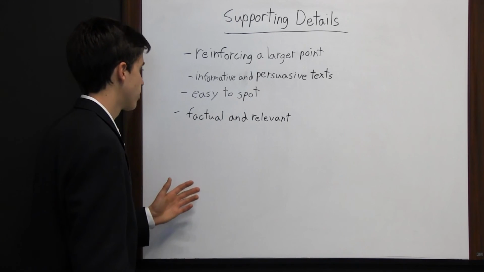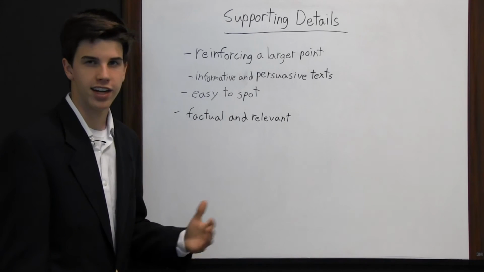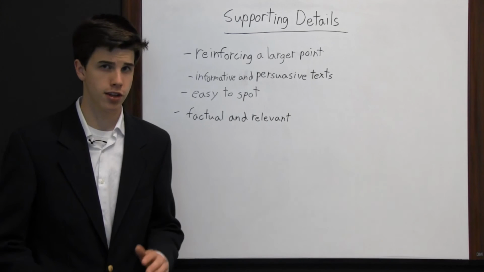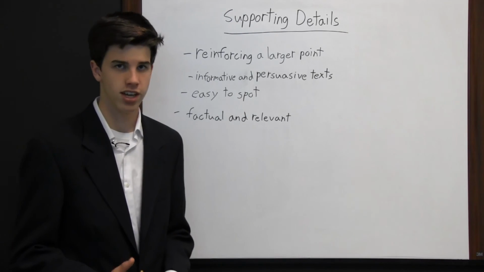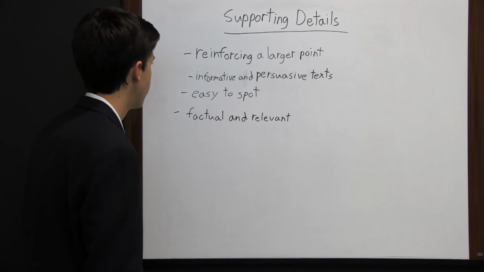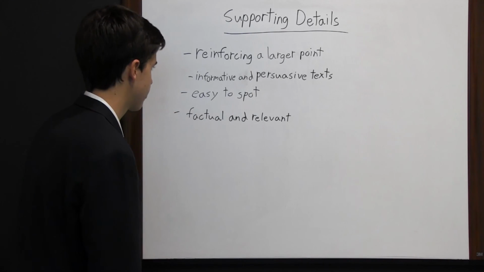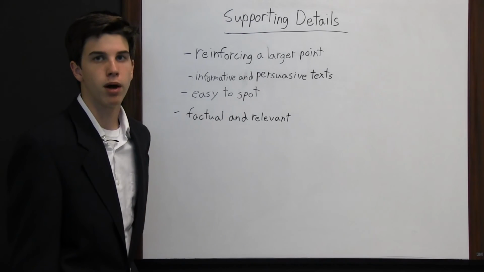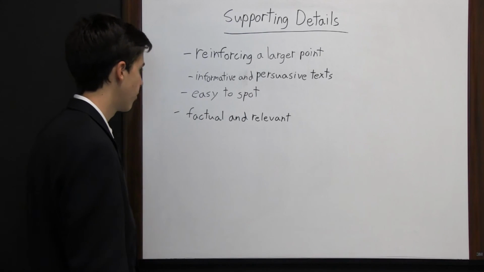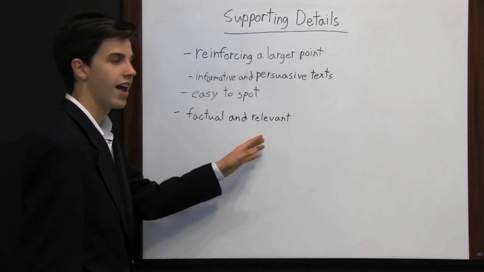And if a supporting detail is very relevant, if it pertains to the main idea, but is not accurate, then again, it's no good because what good is information that is not true? So the important thing to remember with supporting details is that basically their job is to reinforce a larger point, and they can be most often found in informative and persuasive text. They're often easy to spot because they're preceded by words like first, second, finally, or for instance, or for example. And the most important thing for details to be is both factual and relevant.